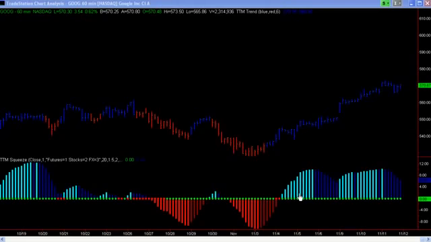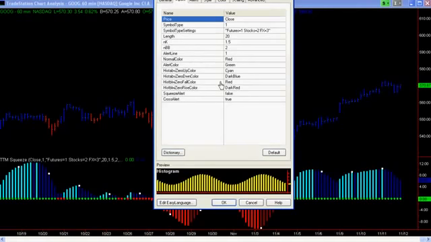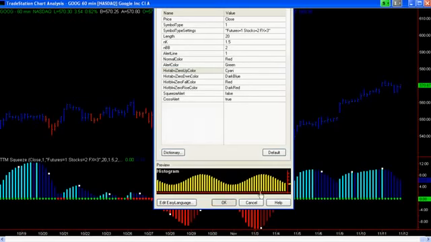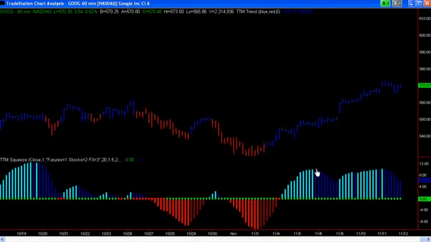For the TTM squeeze, what I did here is I went and formatted the squeeze, and I changed the zero up color to cyan. Normally it's just blue. That way it stands out, and when it goes darker blue, it stands out a lot more. So this is Google on a 60-minute chart.